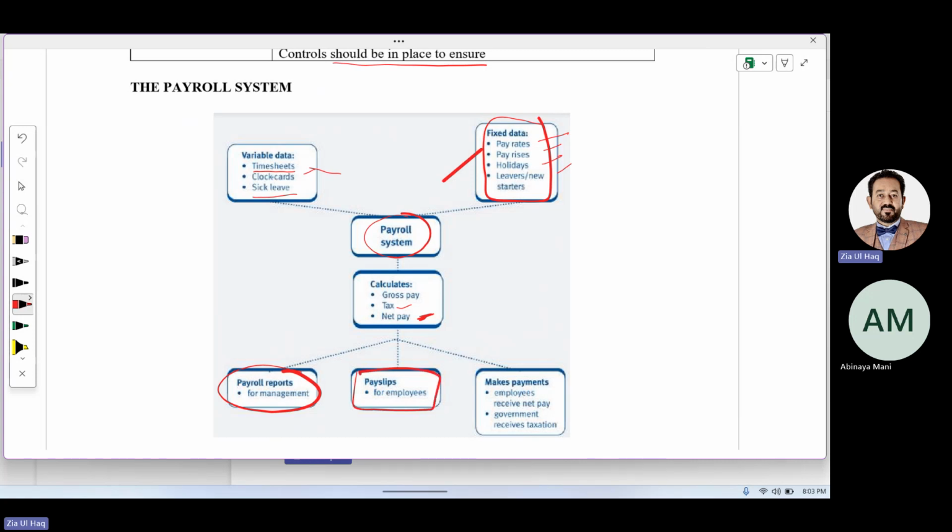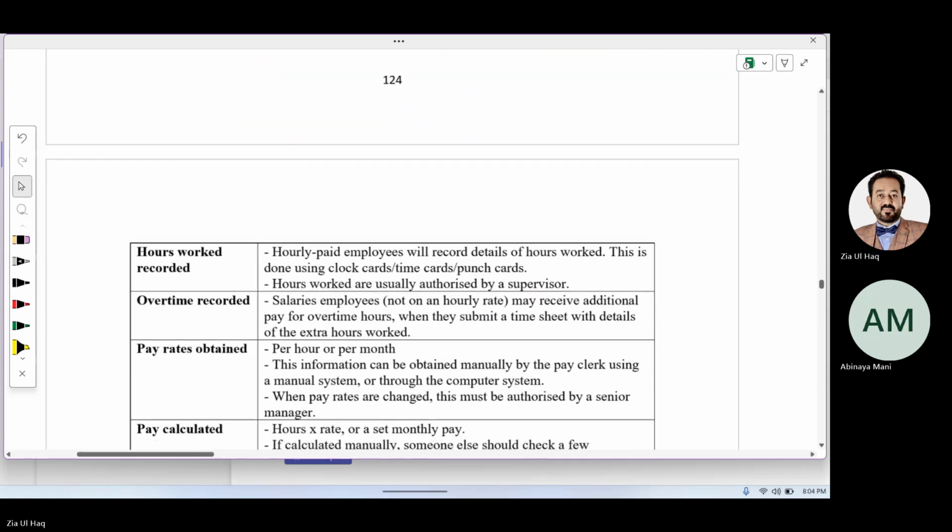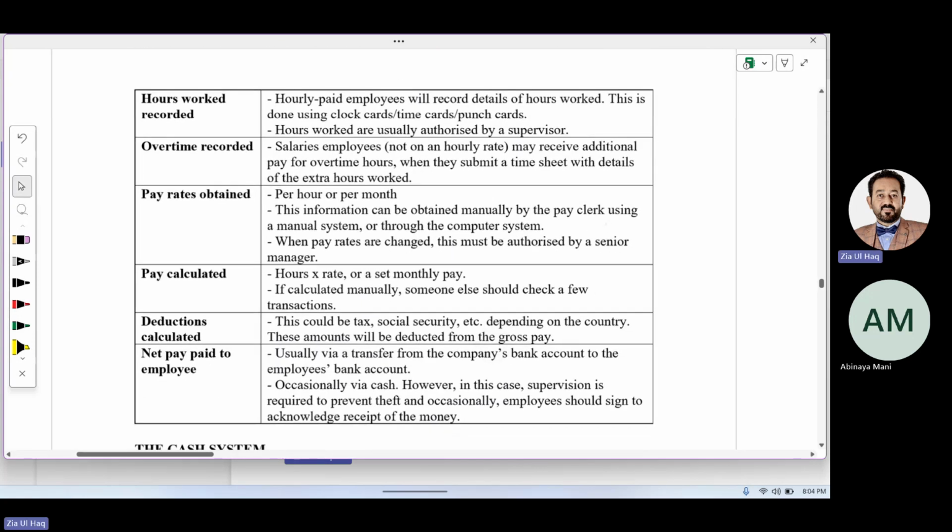A pay slip is a detail of his amount of payment. It shows what his gross pay is, how much tax is deducted, and how much the company is paying him, meaning net pay. The details should be provided through the pay slip. And the company needs to make a payment to the employee, and the company needs to pay tax to the government authorities on a timely basis. So what could be the controls in a wages system?